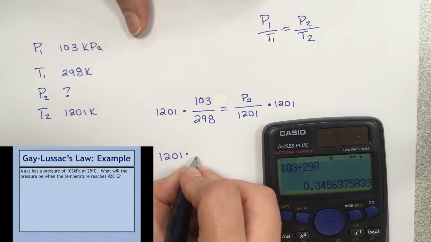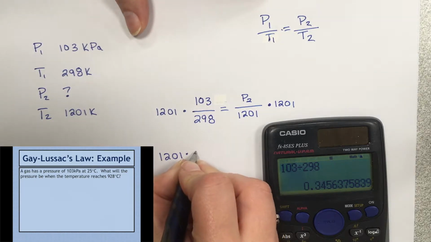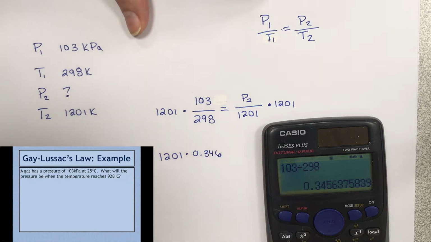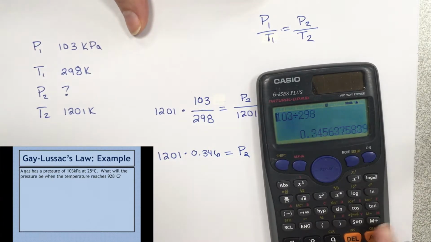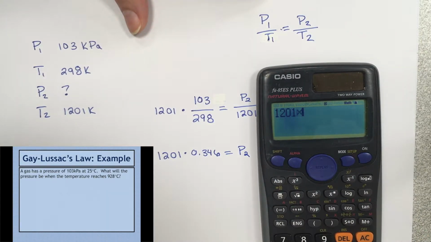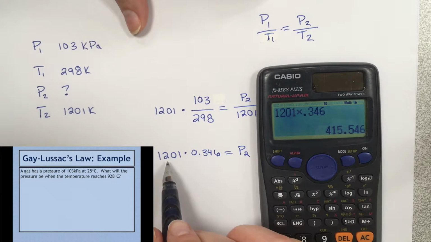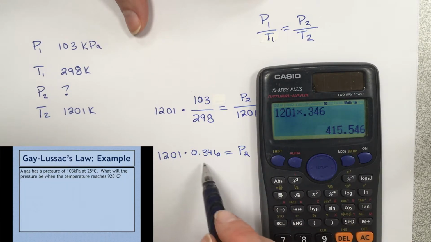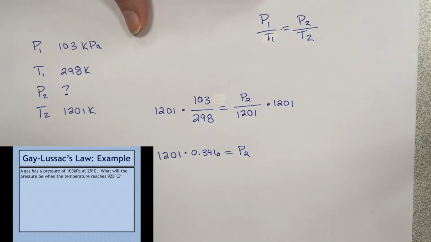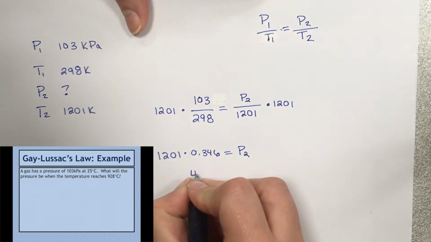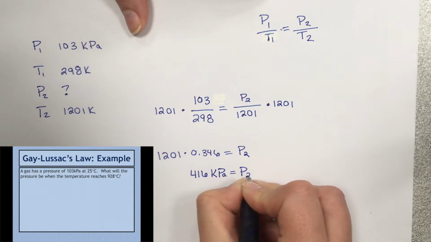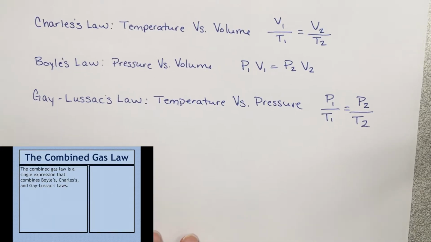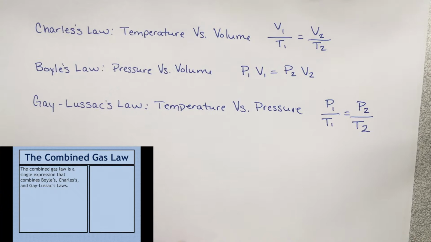So this divided by this is going to equal, with three significant figures, 0.346 equals P2. And then we just multiply those and we will have our answer. So 1201 times 0.346. We need four significant figures. I'm sorry, the least amount. So three significant figures, so 416. So there's our answer.